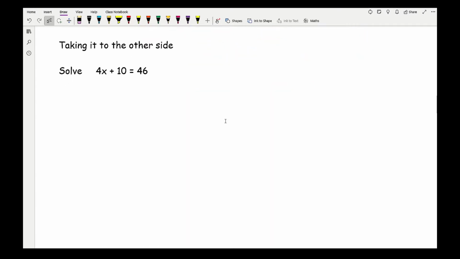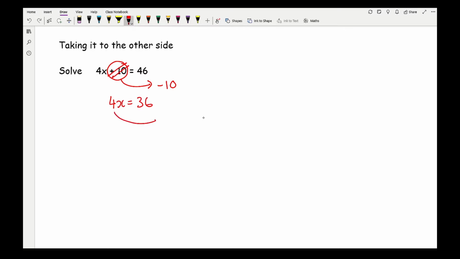Now another way of looking at these questions, rather than imagining scales, is imagining that the equal sign is like an opposite store. So whatever you want to take from one side to the other, you've got to do the opposite. So the first thing I need to do in this particular question is to get rid of the plus 10. So how do I get rid of that? I take it to the other side, and that disappears. So what I'm left with is 4x equals 46 take away 10, which is 36.